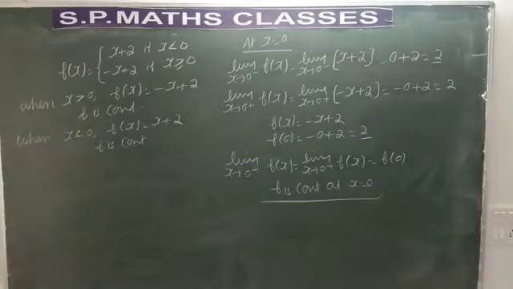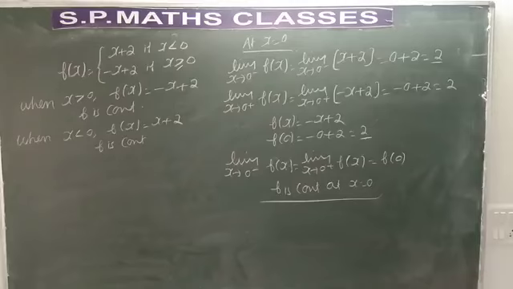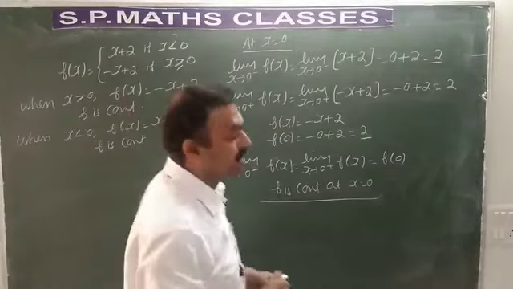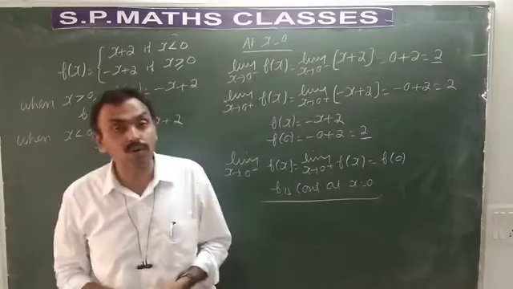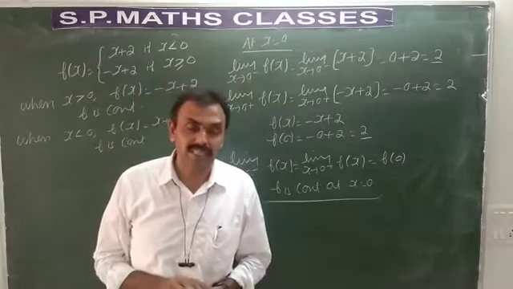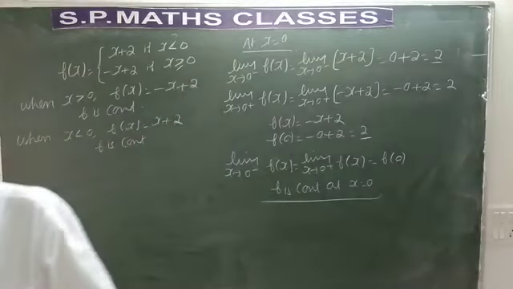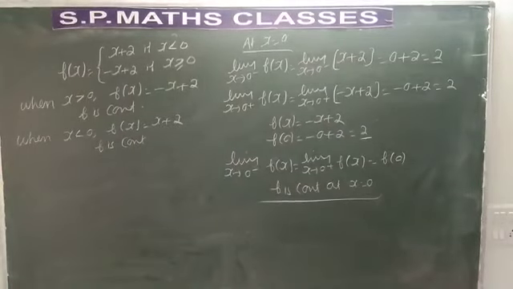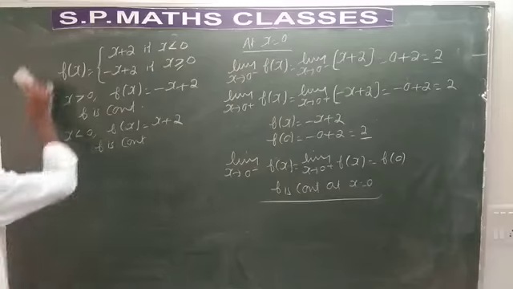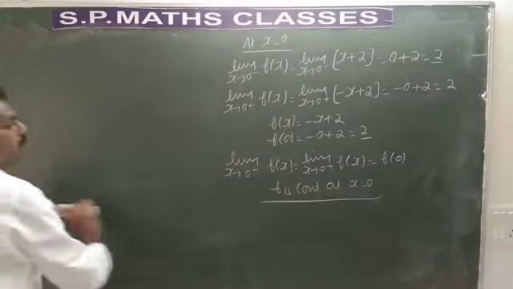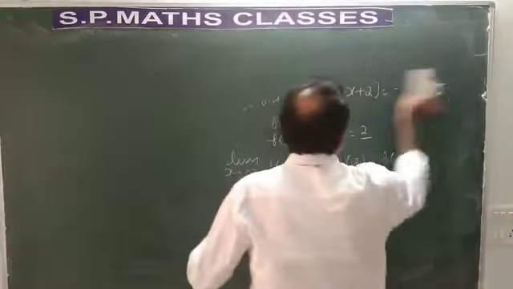For all x less than 0 it is continuous. For all x greater than 0 it is continuous. At x is equal to 0 it is continuous. Hence we conclude that there is no point of discontinuity. I think you have understood this. Same type of problems. You should know the skill of solving each problem. Very simple.